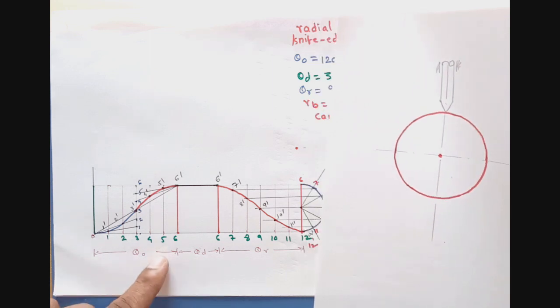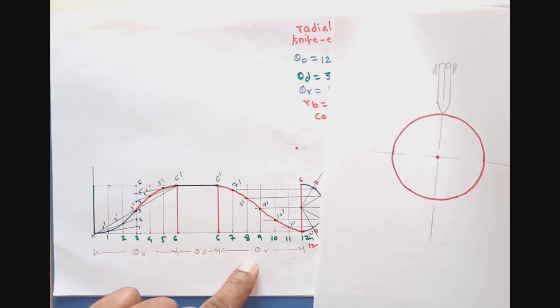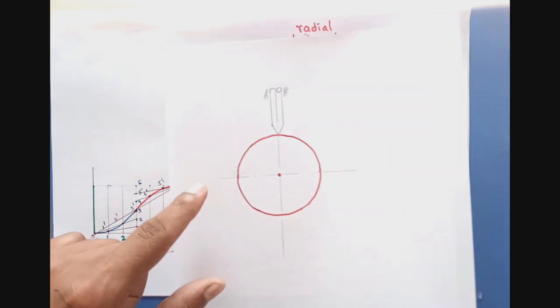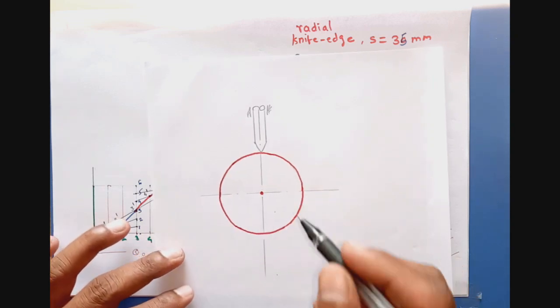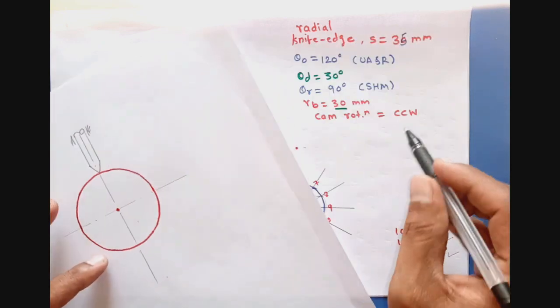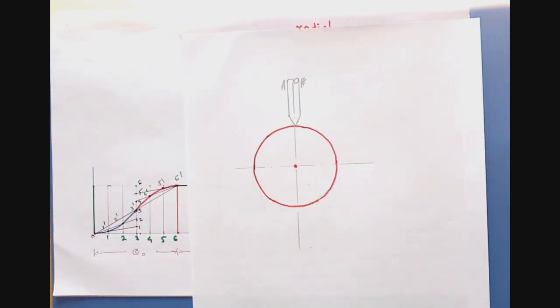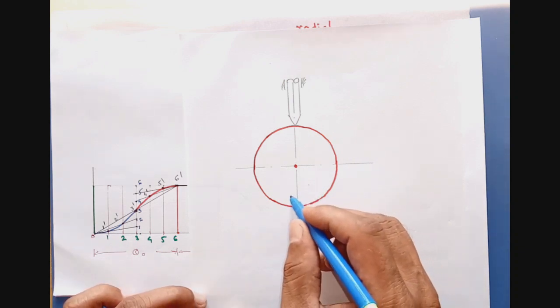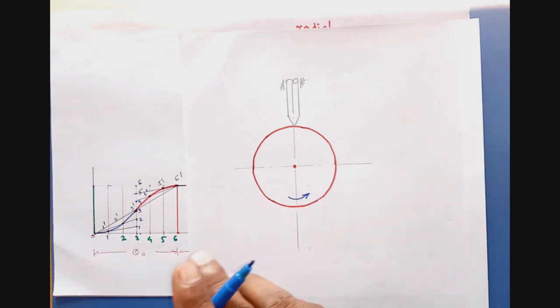So we have divided the x-axis into outstroke, dwell and then return stroke. Now we will divide this. For that we have to take into consideration the direction of rotation of the cam. Direction of rotation is given as counterclockwise. So I will show it here. Cam is rotating counterclockwise. So we have to divide this circle in opposite sense, that is clockwise sense.